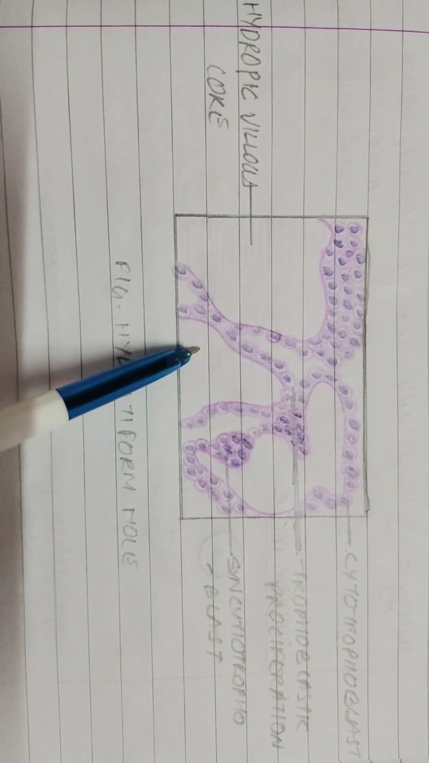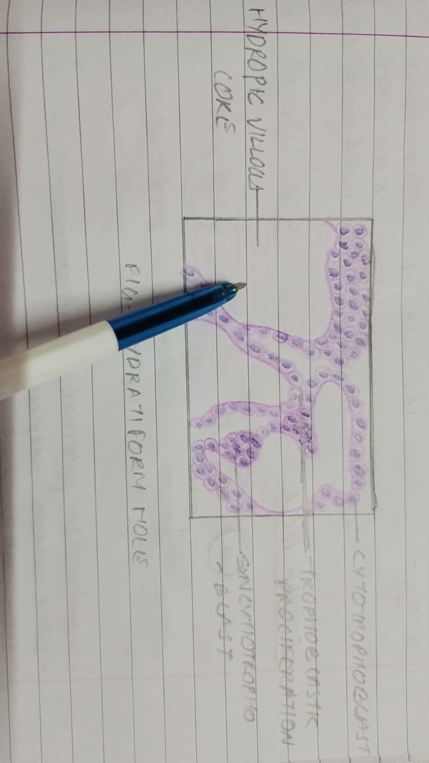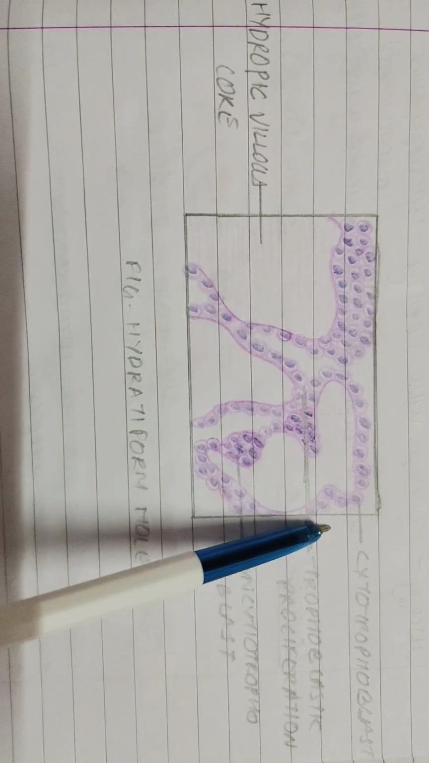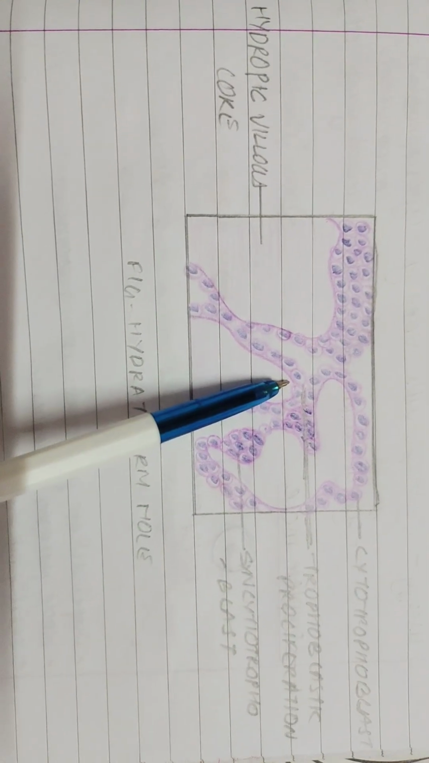Here we can see the histology of Hydatidiform Mole, in which we see hydropic villus core, cytotrophoblast, syncytiotrophoblast and trophoblastic proliferation.